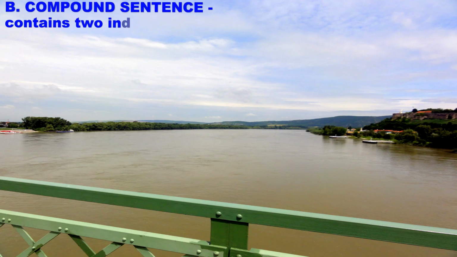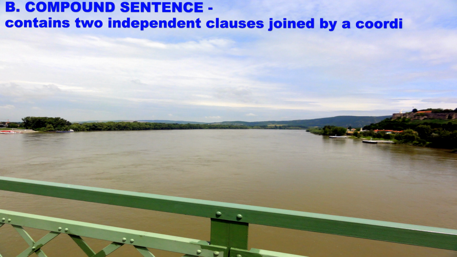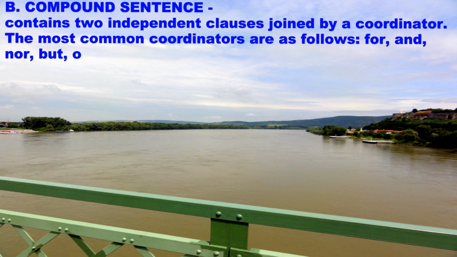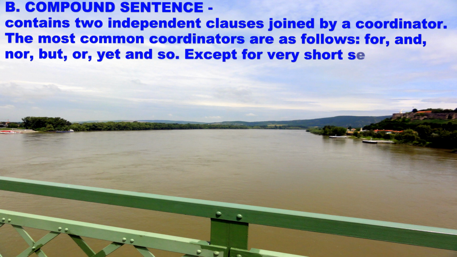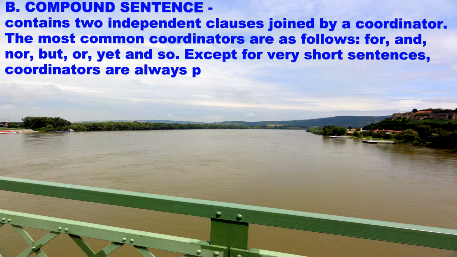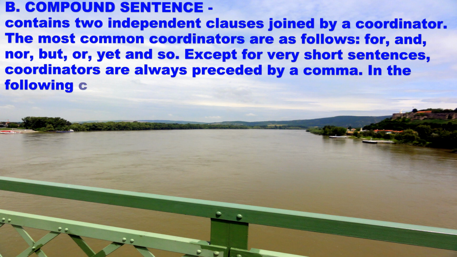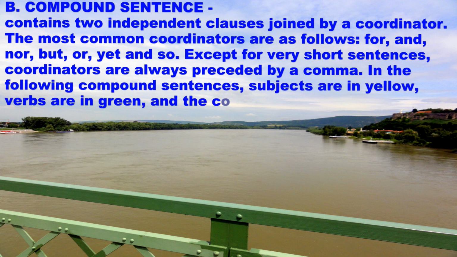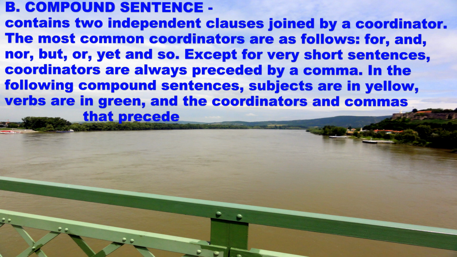Now, let's take a look at a compound sentence. A compound sentence contains two independent clauses joined by a coordinator. The most common coordinators are as follows: for, and, nor, but, or, yet, and so. Except for very short sentences, coordinators are always preceded by a comma.